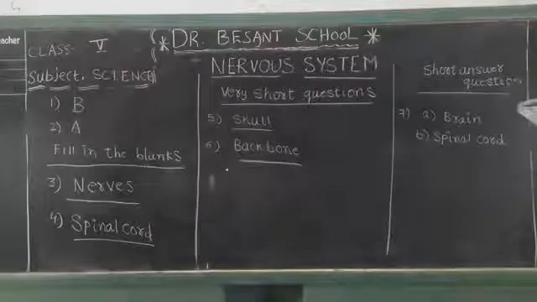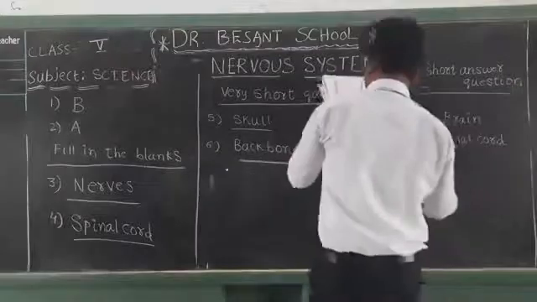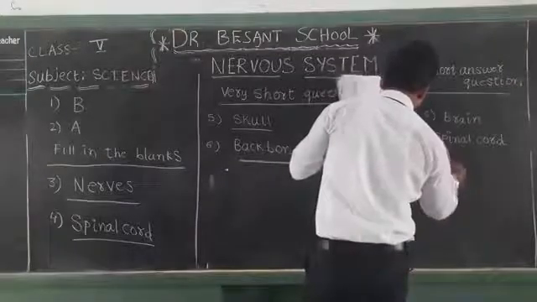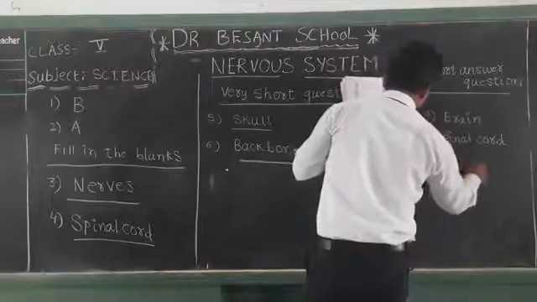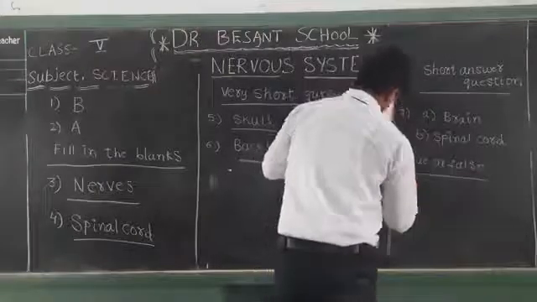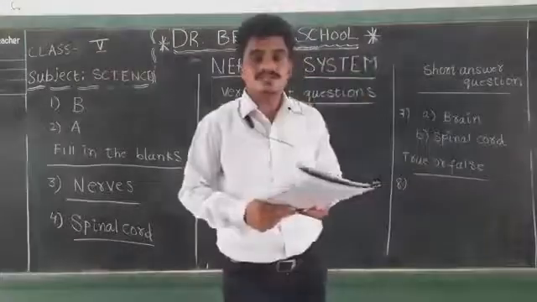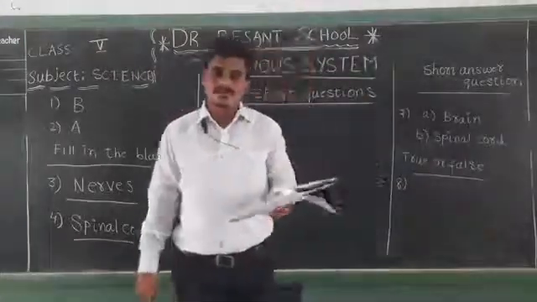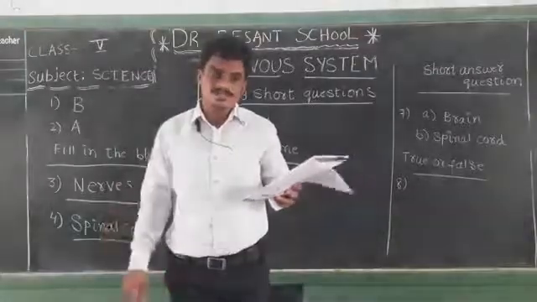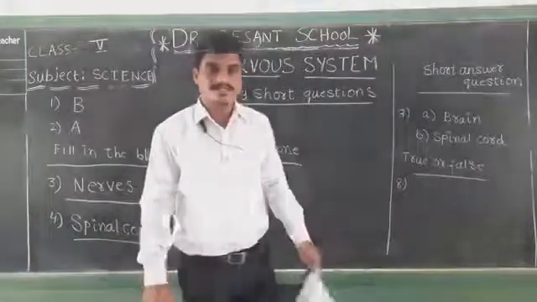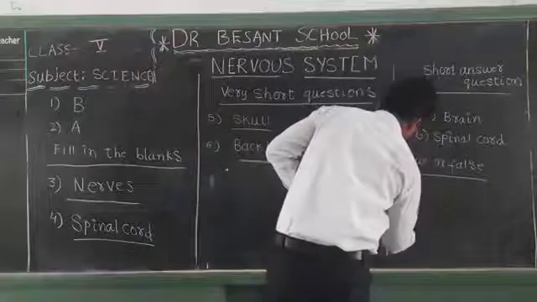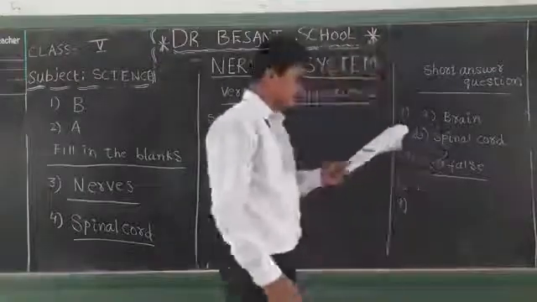Next, true or false. Tell me true or false. The brain is the control center of the body. Is it true or not? Brain controls all other organs. Isn't it? Yes. The brain is the control center. Very good. It's true.